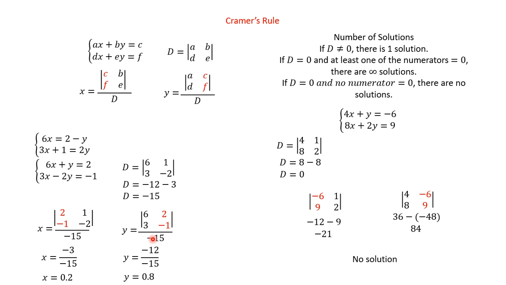Most of the time, it'll end up like this. You get a number, and that's great. But every once in a while, you get something where the determinant equals 0.